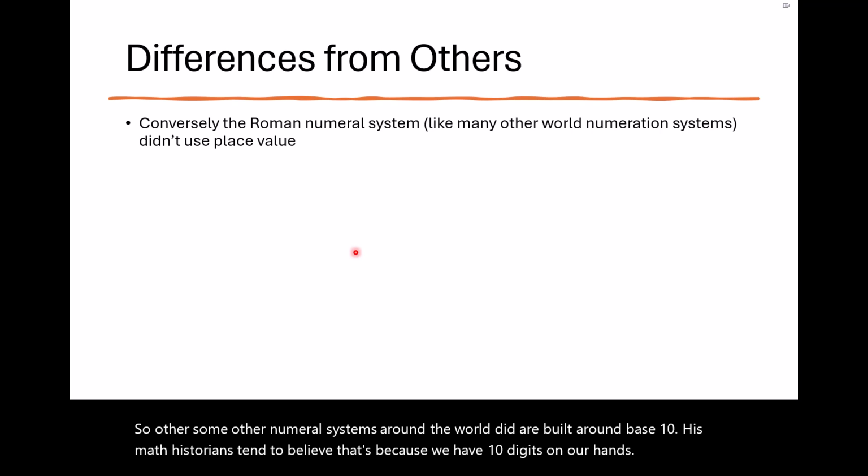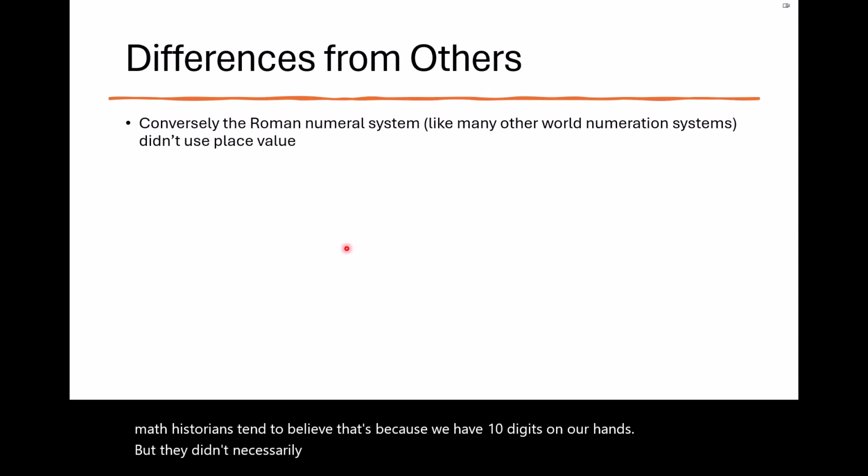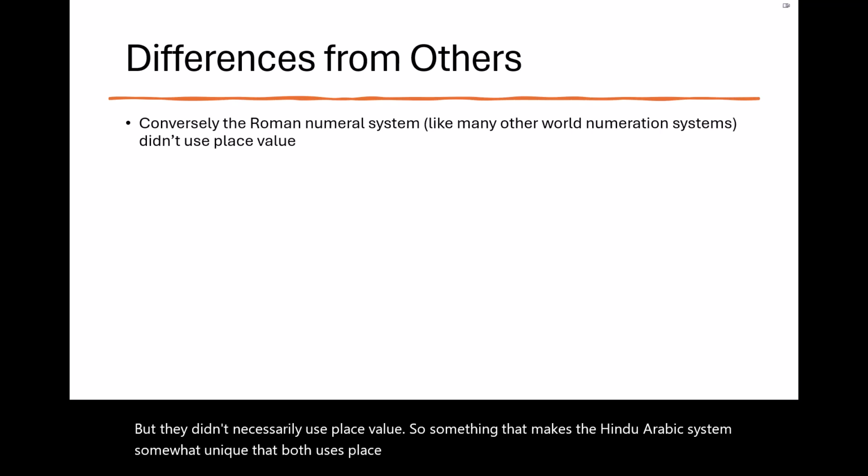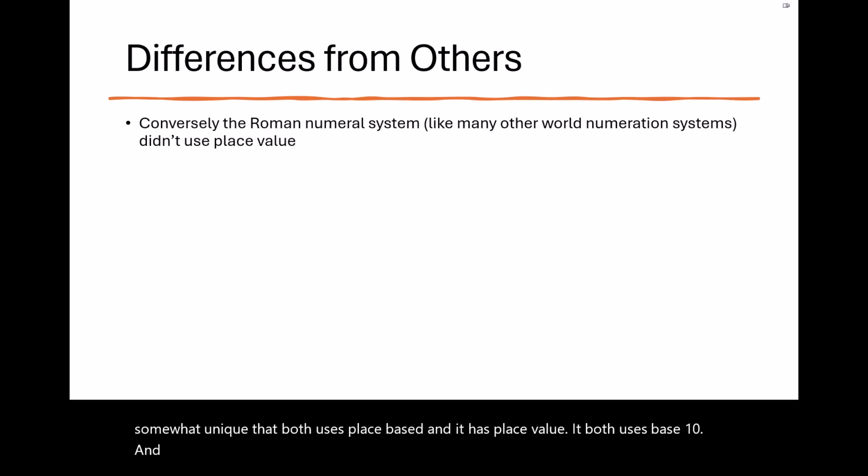But they didn't necessarily use place value. So something that makes the Hindu-Arabic system somewhat unique is that it both uses base 10 and it has place value.